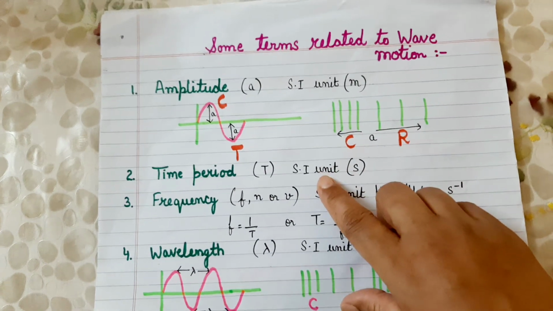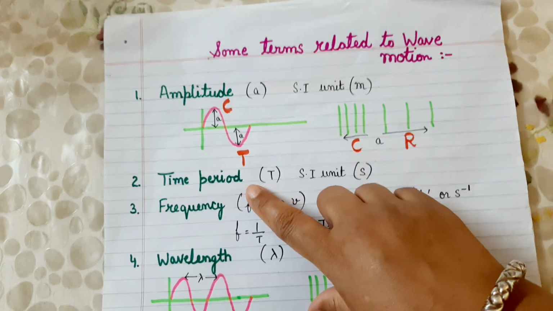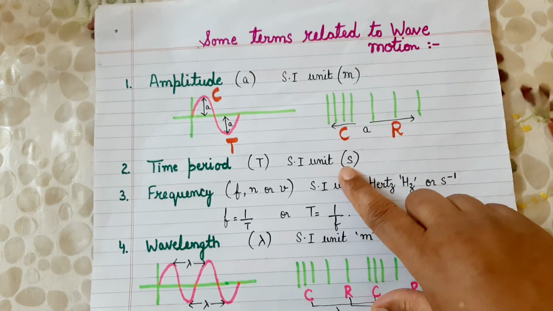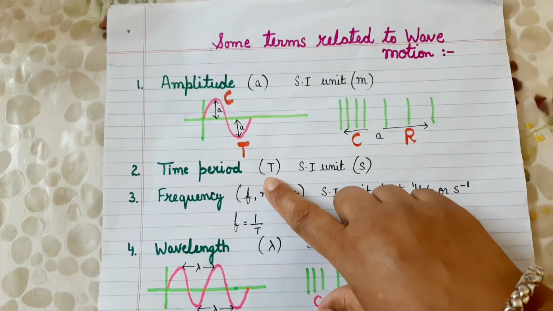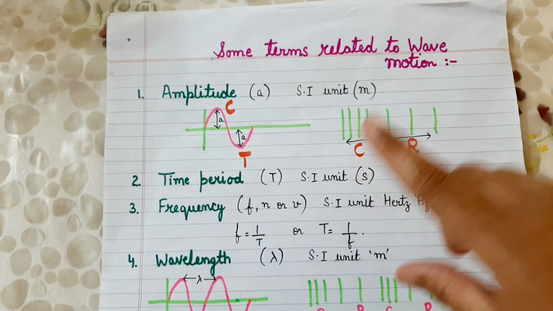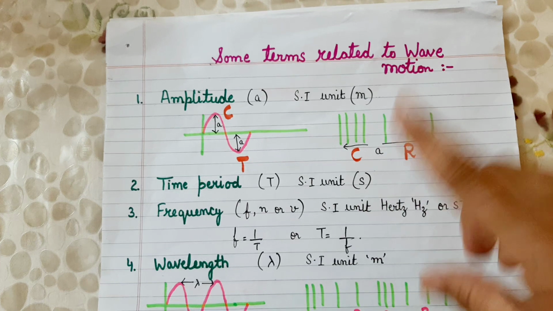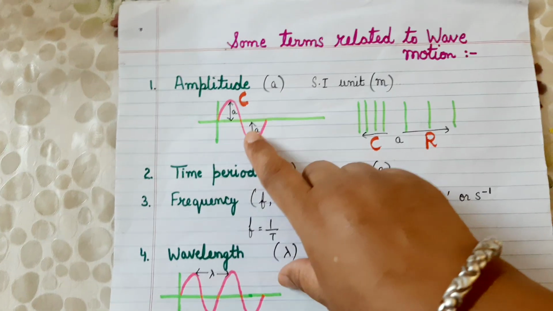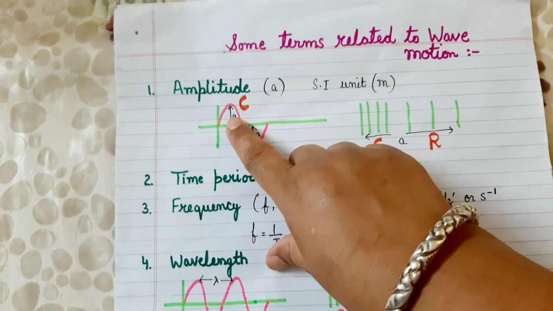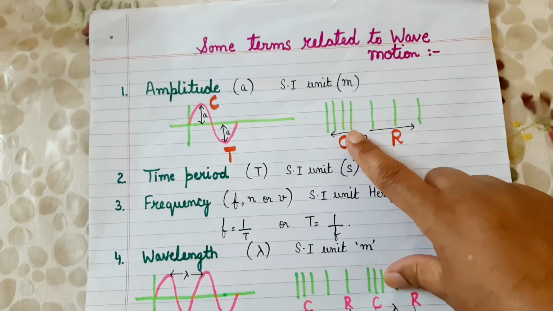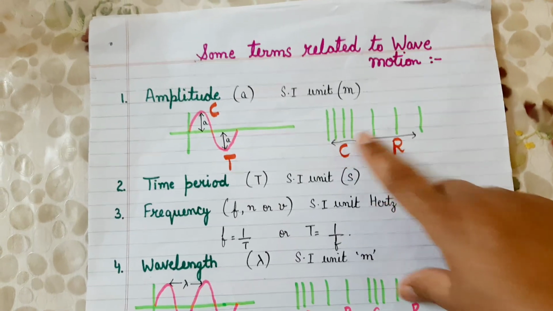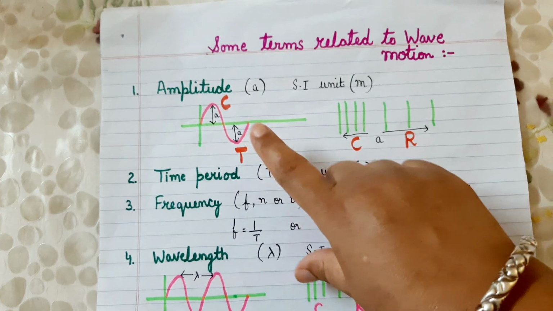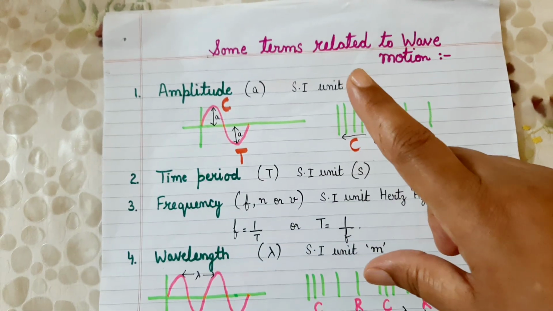Now I go to the second definition, and that is time period. Time period is denoted by capital T, and the SI unit of time period is seconds. Okay, now how do you define time period? You say that time period is the time taken by a wave to complete one vibration. Now, in case of a transverse wave, one vibration is one crest and one trough, and in case of a longitudinal wave, one vibration is one compression and one rarefaction. So therefore, the time period is the time taken by the wave to complete one vibration.